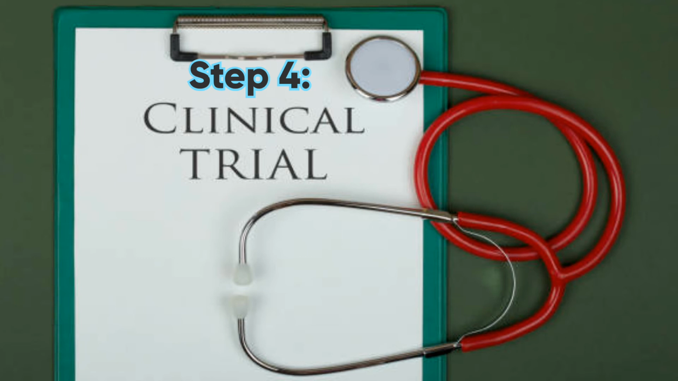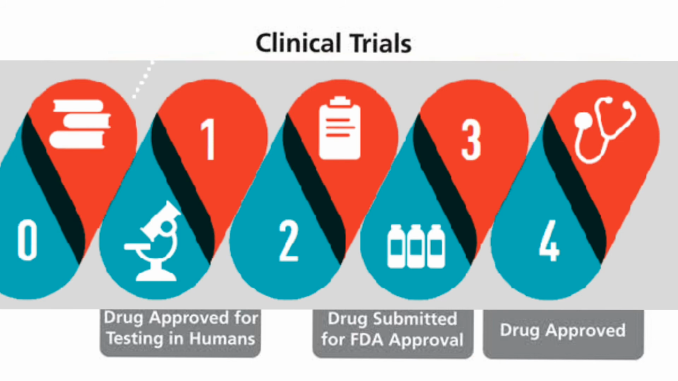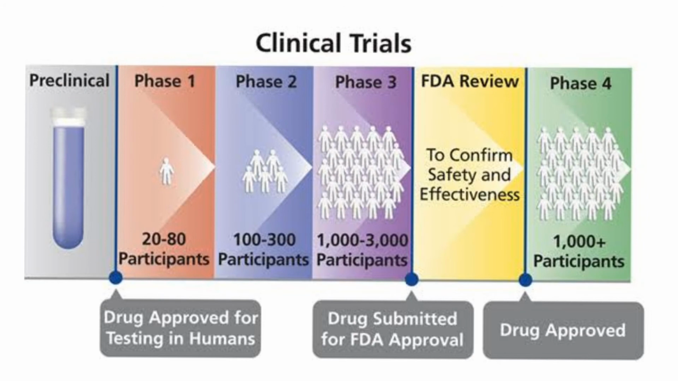Now, step 4, clinical trials. These are tested on humans. A clinical trial is only done when there is a good reason to believe that a new test or treatment may improve the care of patients. It is further divided into phase 0, 1, 2, 3, and 4. Let's start with phase 0. It is done with a very small number of people, usually fewer than 15. It aims to learn how a drug is processed in the body and how it affects the body.